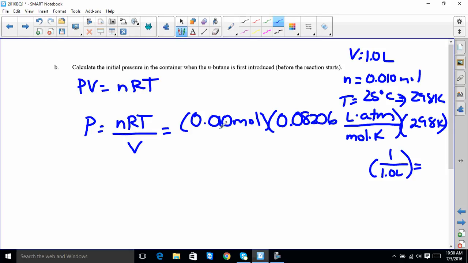And then volume is the reciprocal, so 1 over 1 liter. And so interestingly enough, mole on the top, mole on the bottom, liter on the top, liter on the bottom, K on the bottom, K on the top. We're solving for pressure. Everything's canceled except atmospheres. And if you pop that into your calculator, you should get 0.24 atmospheres.